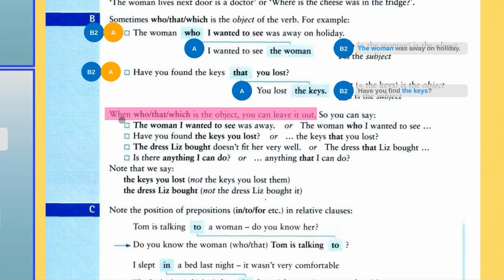And when a relative clause is telling you more about the object, the word who, that, or which can be left out. That means we can drop it. So, you can see have you found the keys you lost. You can omit the word that. And also, the dress Niece bought doesn't fit her well. You can omit the word that.